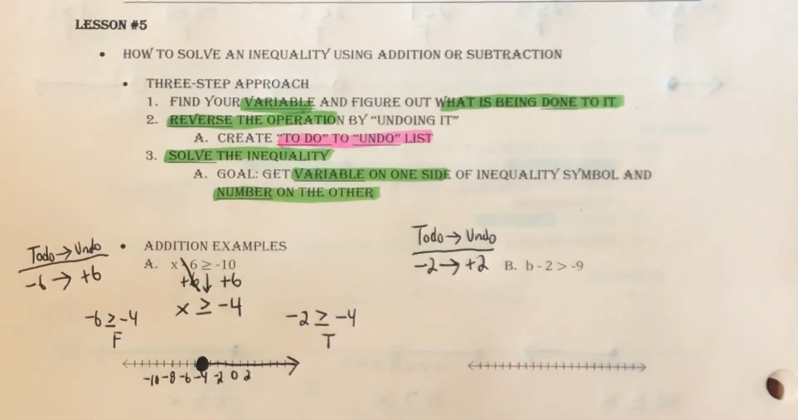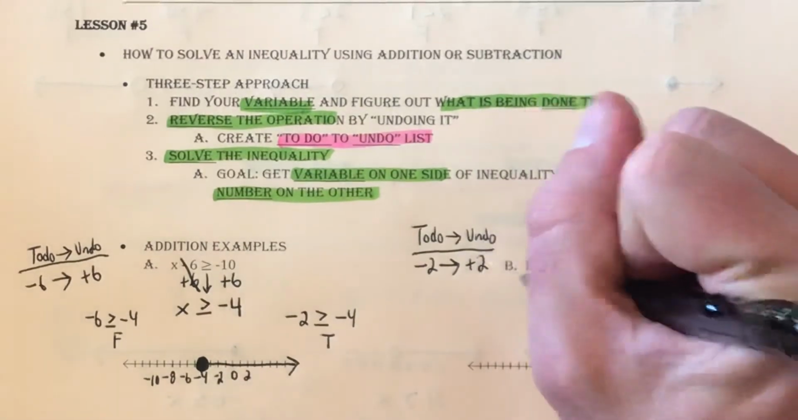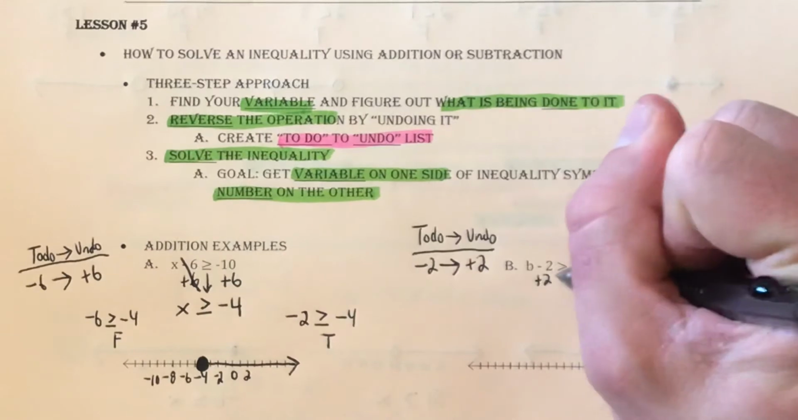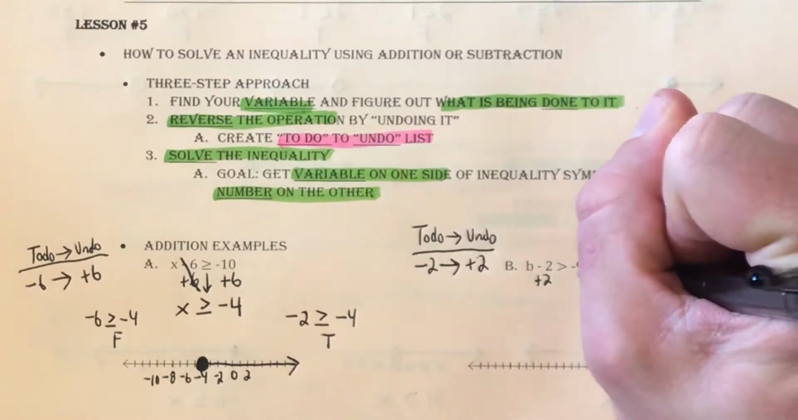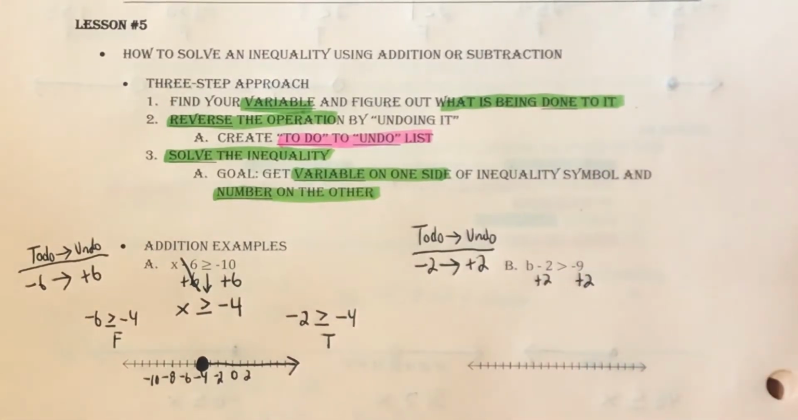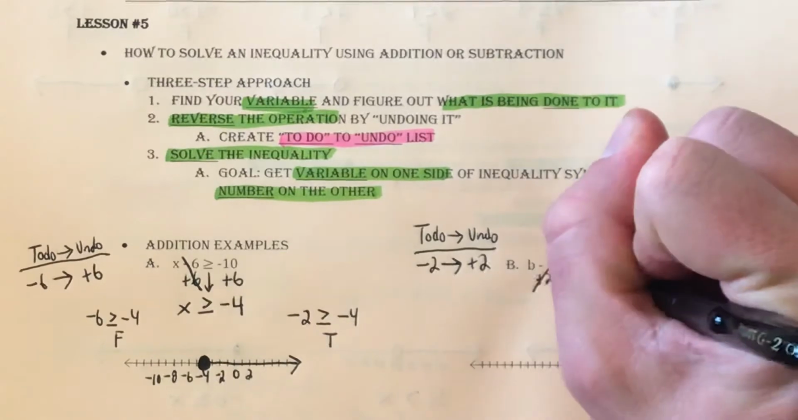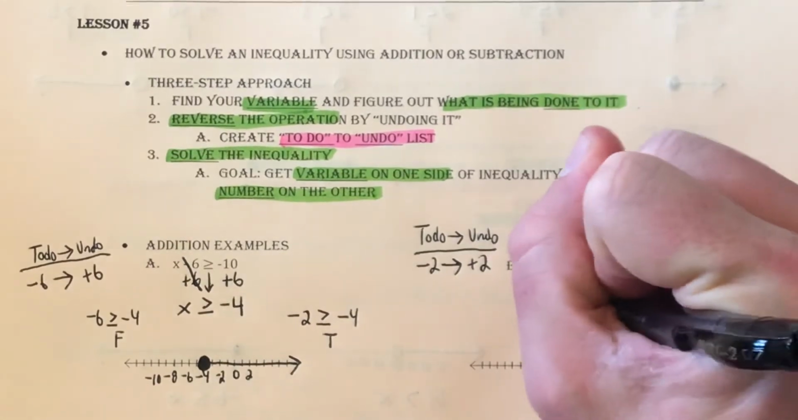So now I need to go in and I need to actually solve the inequality. So underneath where they were subtracting 2, I'm going to add 2. And then on the other side of the inequality, I also have to add 2. Because whatever I do to one side, I also have to do to the other to keep this equation, or excuse me, this inequality in balance. Well, as we've learned, -2 and +2, those are going to cancel each other out. And so all we're left with is the b.